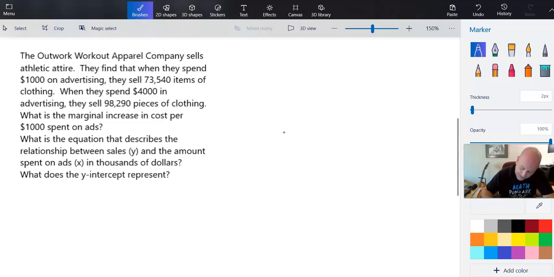So again, we're back into this situation where we have y is equal to a plus bx, right? And we want the marginal increase in cost per thousand. Okay, now that gives us 2 points.